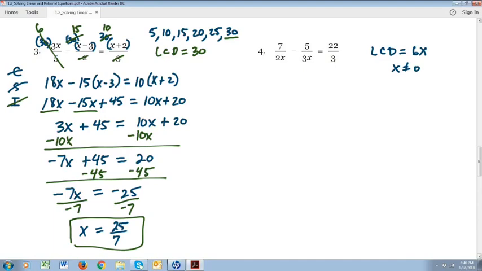So let's go ahead and multiply all our terms by our LCD. Let's see, the 6 and 2, we're going to get 3 out of that. X's cancel, we're left with 3 times 7, which is 21. Let's bring that minus down. Let's see, we got a 6 over 3, which is 2, and the x's again will cancel. We're left with a minus 2 times 5, which is 10. On the other side, 6 over 3 is 2, and we're left with 2 times x times 22. We're going to get 44x.